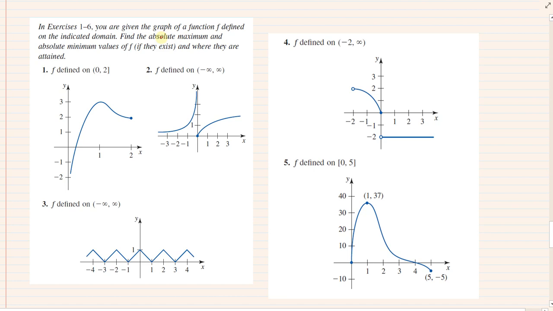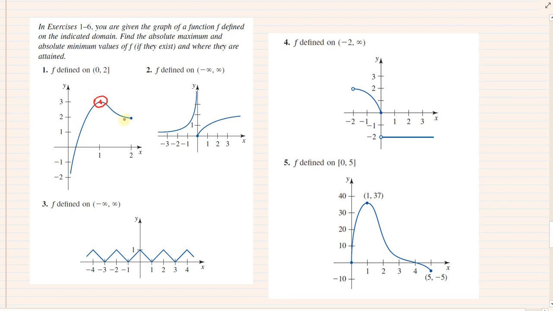Okay, so absolute max means the point where there's absolutely no point higher than that on the graph. In this case, it looks like the absolute max is going to occur at 1. So part A, that's where the absolute max is, right? The value of the absolute max, by the way, is 3, and where it is attained is at 1. So to answer the question correctly, the absolute max is 3, and it is attained at 1.